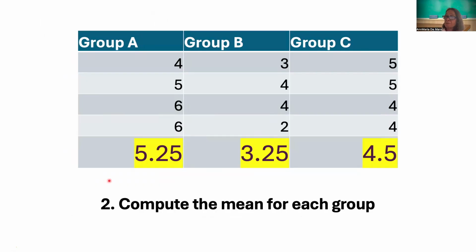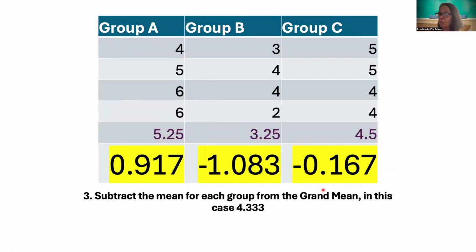Second, compute the mean for each group. So for the first group, it's 5.25, second group, it's 3.25, and the third group, it's 4.5. So compute the mean for each group.